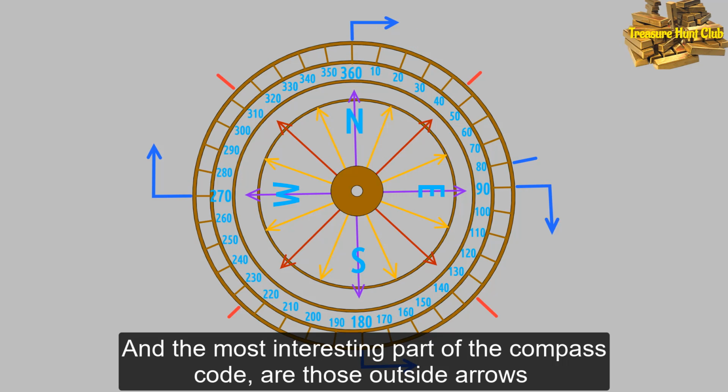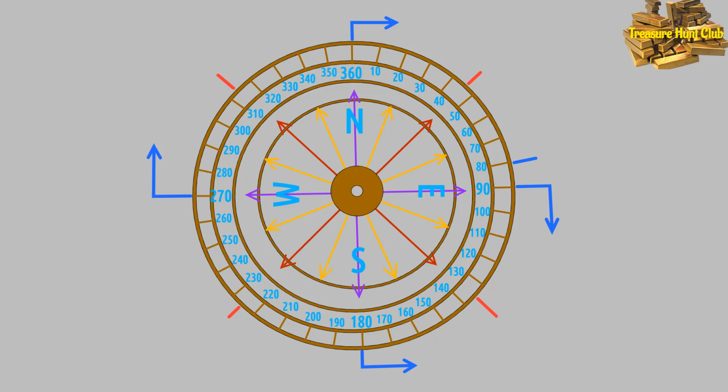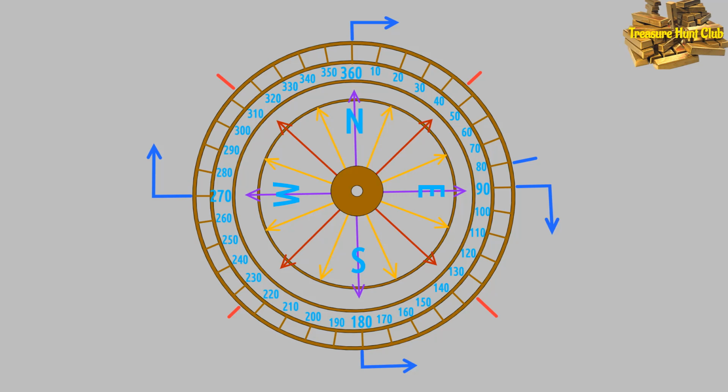And the most interesting part of the compass code are those outside arrows, which indicates the locations of the hidden treasure deposit spots. Here are the possible hidden treasure deposits that you can recover on those spots.